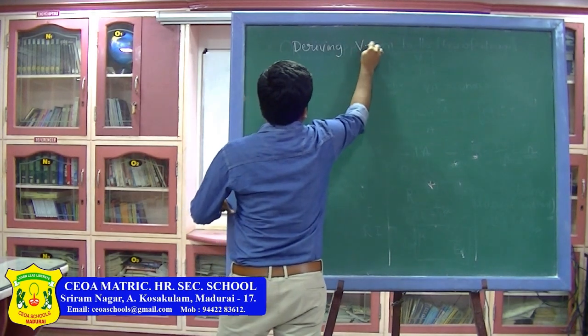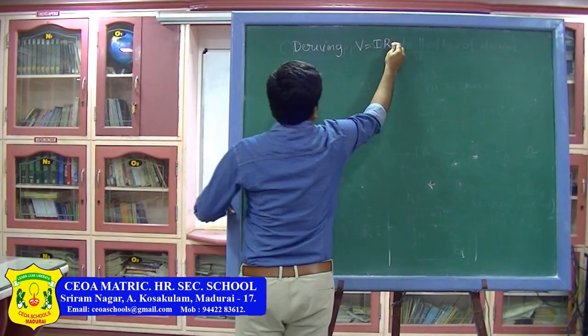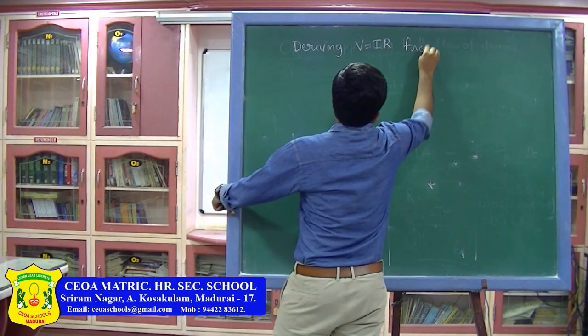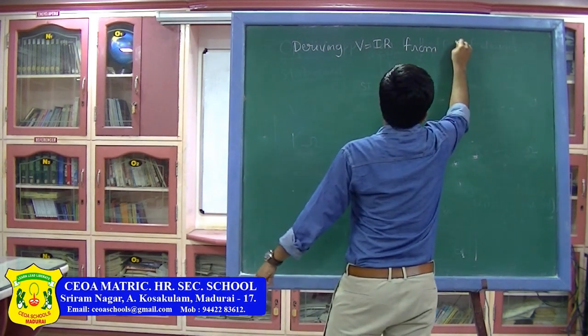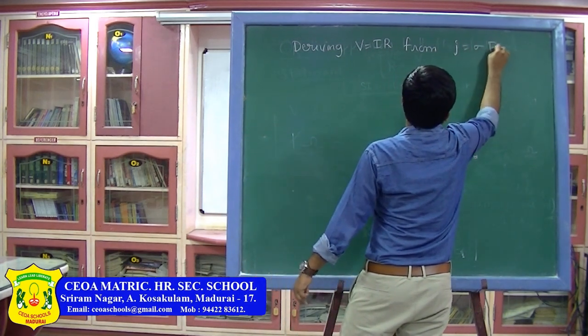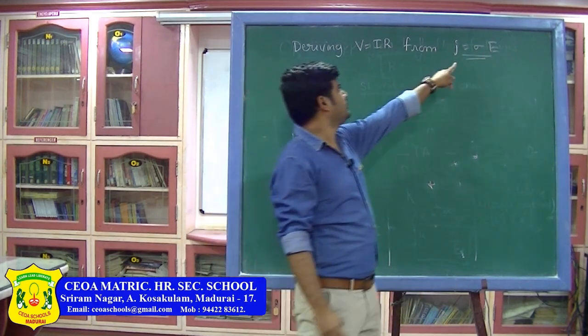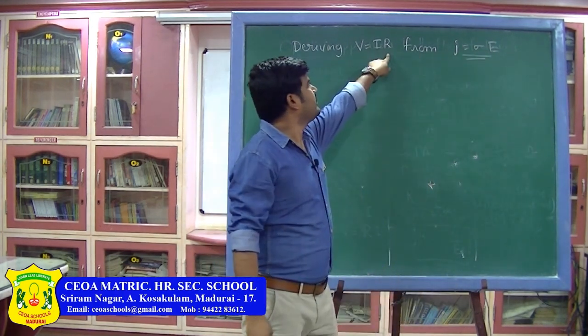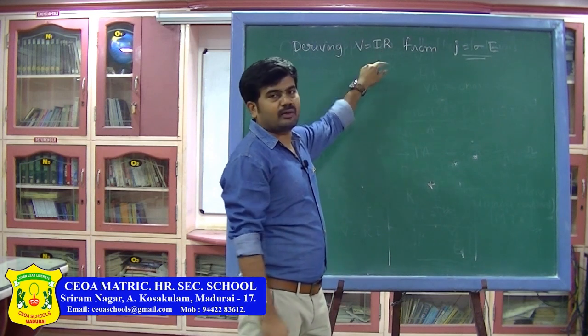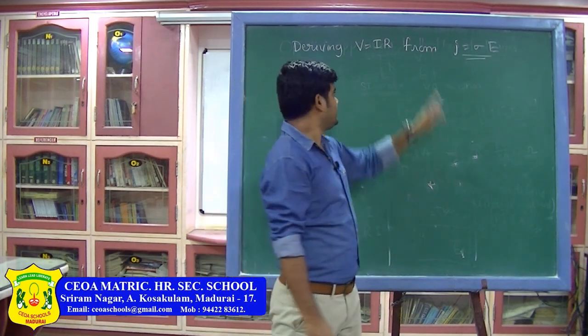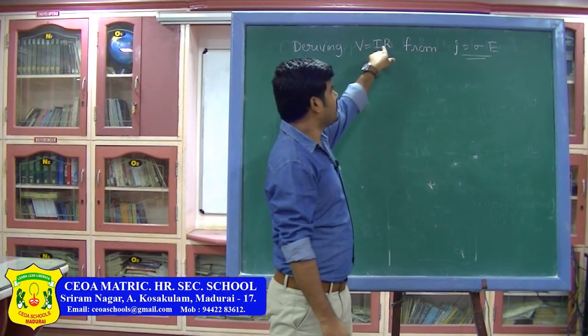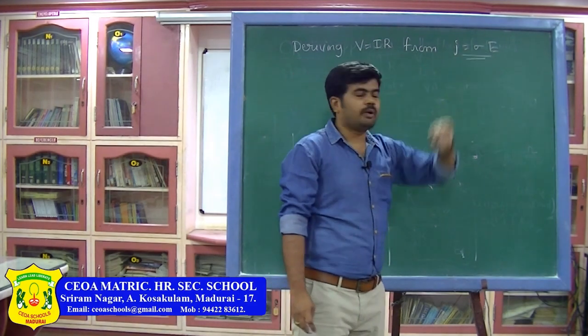Deriving V is equal to IR from J is equal to sigma into E, which is nothing but the microscopic form of Ohm's law, and V is equal to IR is generally known to be the macroscopic form of Ohm's law. Now, let us see how to get V is equal to IR from J is equal to sigma into E.